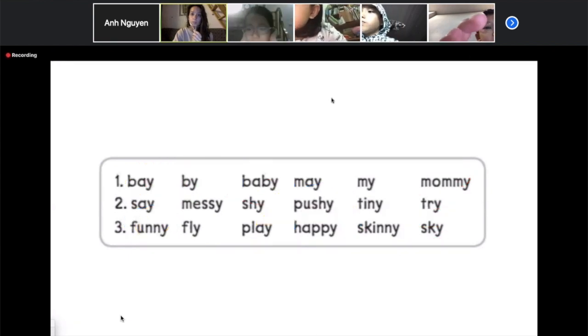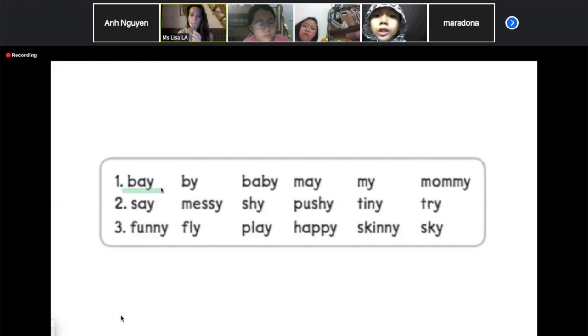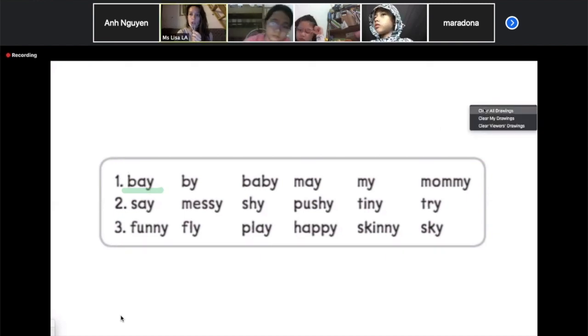All right, let's look at the first word here. Bay. Bay. What vowel sound do you hear in bay? A. A. Is that the long E sound? Nope. So should we have circled this word? Nope. So bay is not Y making the long E sound. That is Y helping to make the long A sound.